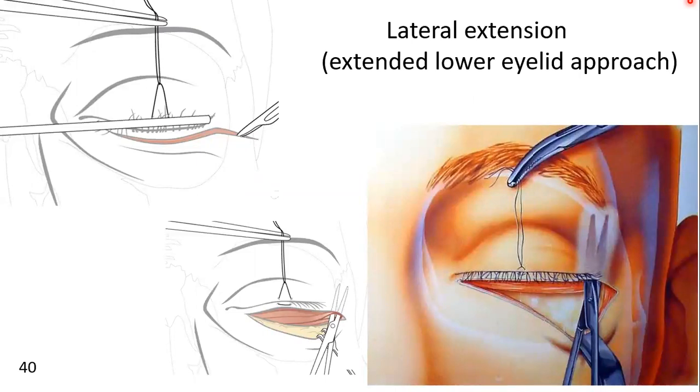As far as the lateral extension of the subciliary approach is concerned, the standard subciliary approach can be extended laterally to provide access to the entire lateral orbital rim, to the level almost 10 to 12 millimeters superior to the frontozygomatic suture.